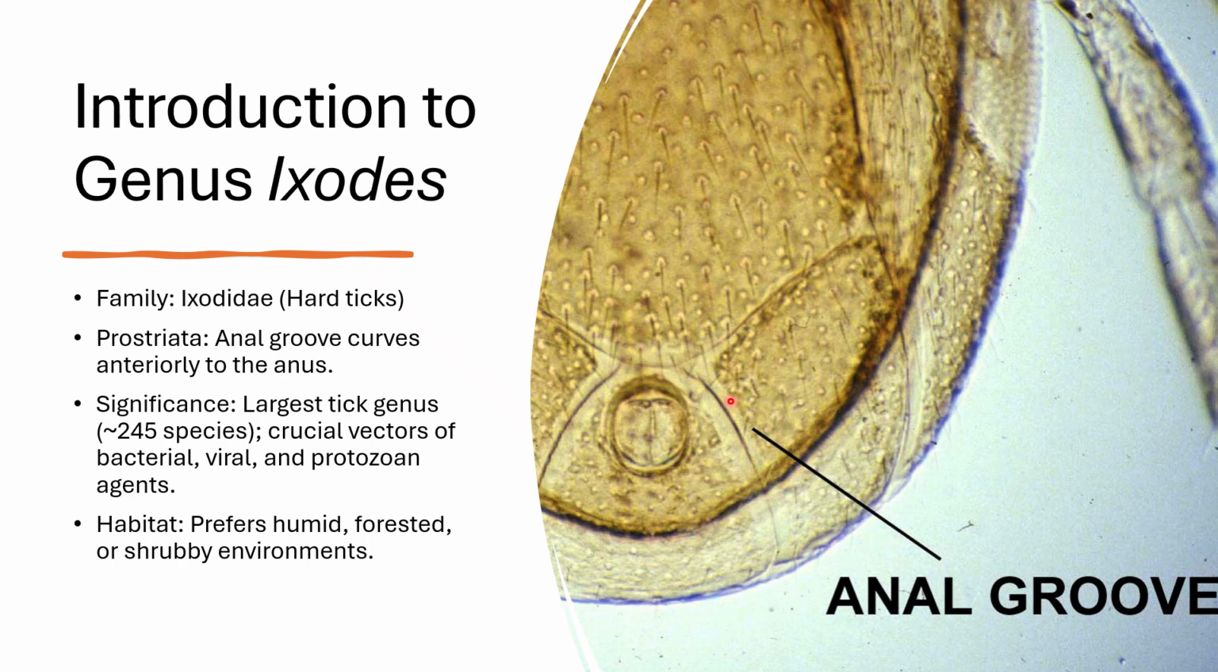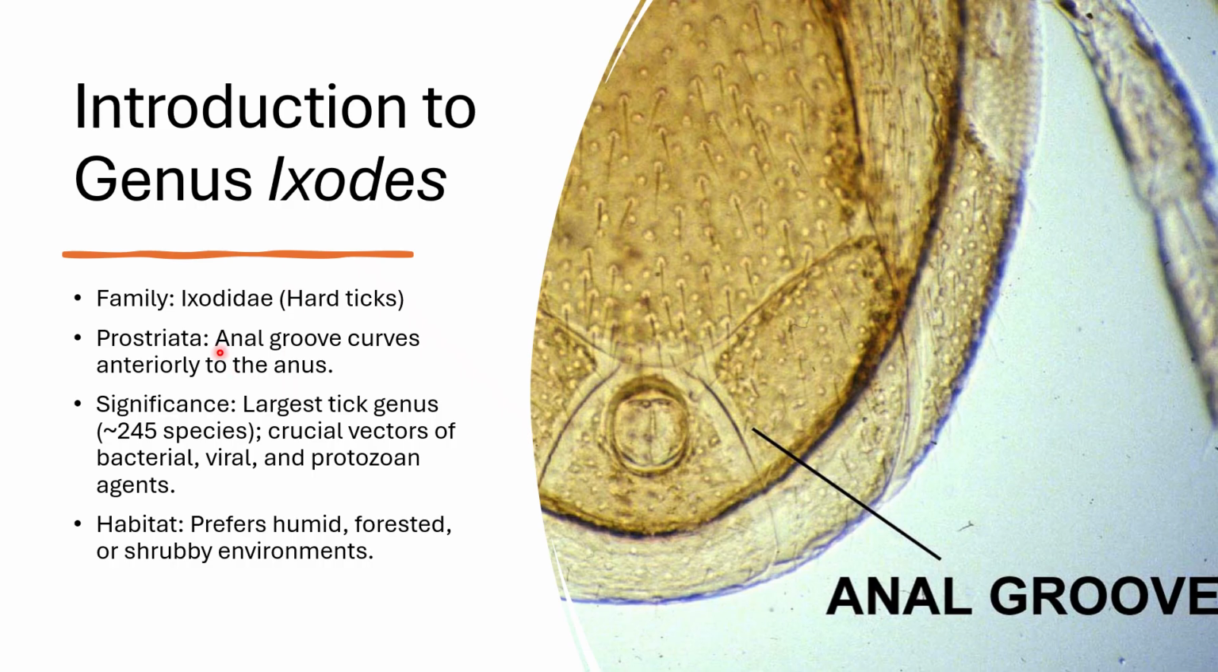As shown in the diagram, we have here the anus, and here the anal groove. In the case of Ixodes, the anal groove is located anterior to the anus. So it can be differentiated from other hard ticks, which are also known as the Metastriata, because in these hard ticks, the anal grooves are located posterior to the anus.